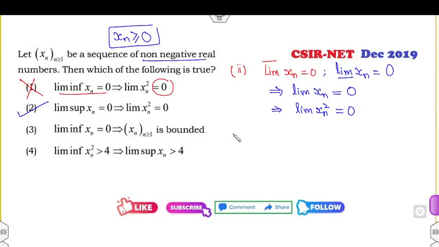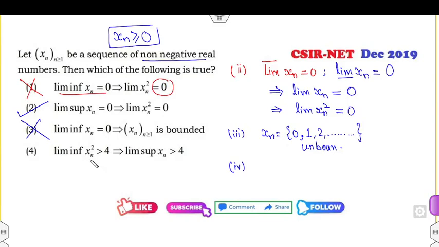Look at the third option. Limit infimum is 0. So that means I can take xn as 0, 1 and xn is bounded. You can choose easily an unbounded sequence. This is my unbounded sequence. So this is cancelled.